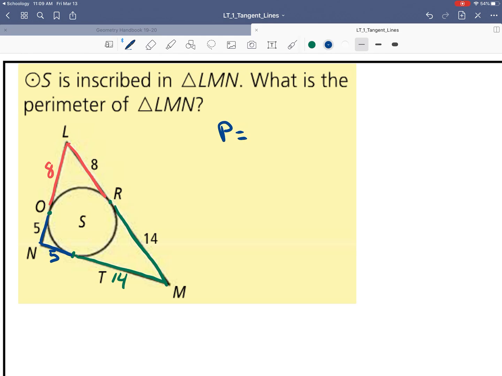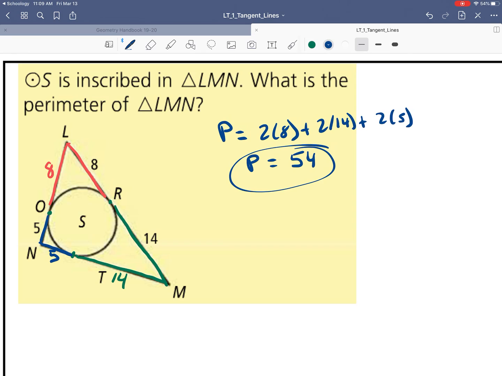Now the perimeter is the distance around, so when we add all these together, 2 of the 8s plus 2 of the 14s plus 2 of the 5s, we get that the perimeter is 54. And that's the end.